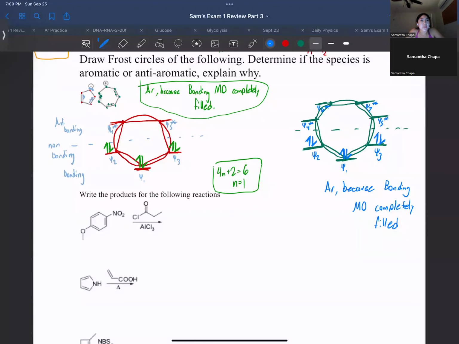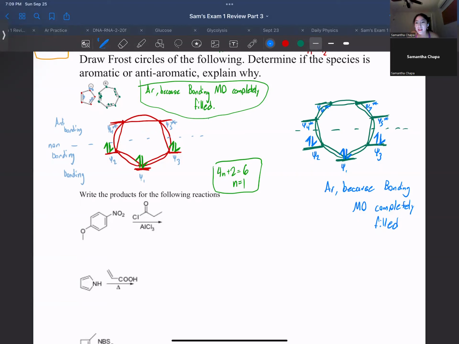I should have chosen a smarter way to do this, like one aromatic and one non-aromatic, but I apparently messed up. So these are good, but I wanted to show you something that was going to be anti-aromatic because that might be on the test as well.